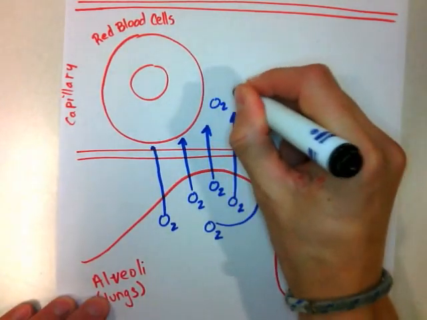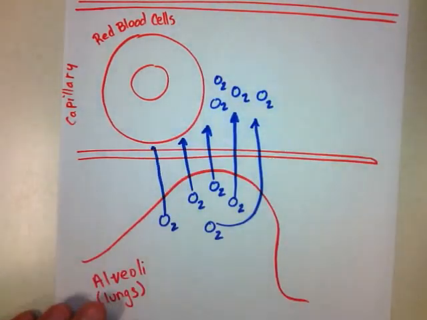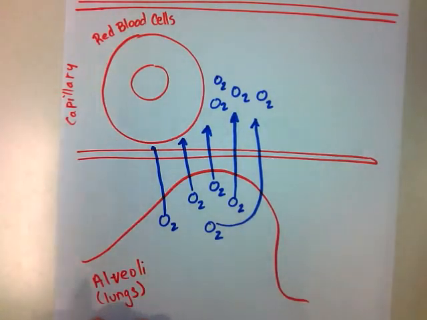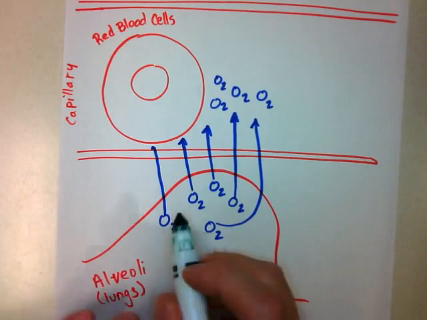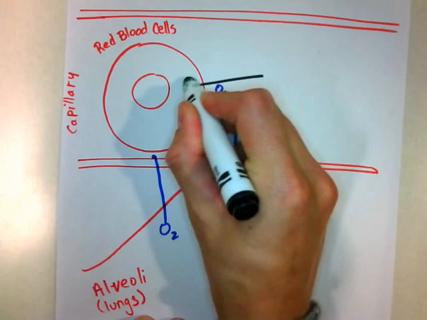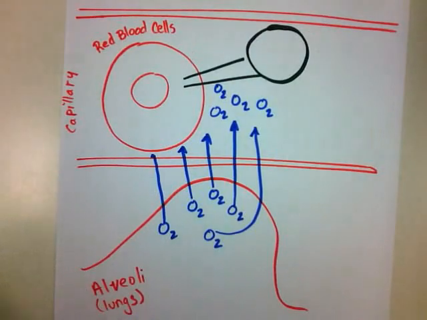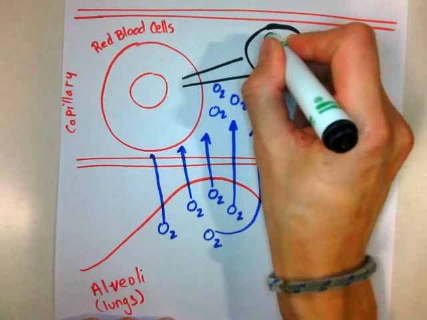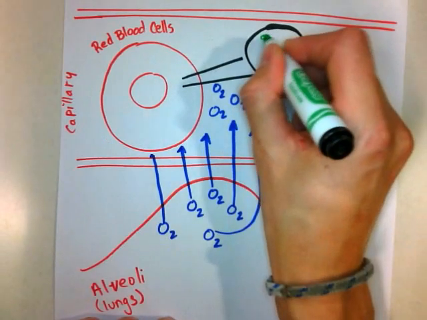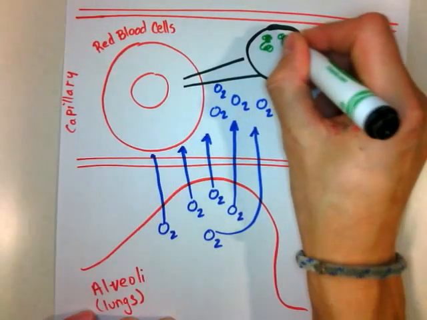Oxygen now is inside, and it has to go into the red blood cells. But inside the red blood cells is a special thing called hemoglobin. And there's a lot of hemoglobin in one red blood cell. So let's zoom in on a very small section. And this zoom in is going to be the hemoglobin. Hemoglobin is made up of 4 different proteins, and I'll just have squiggly lines that represent the 4 different sections.